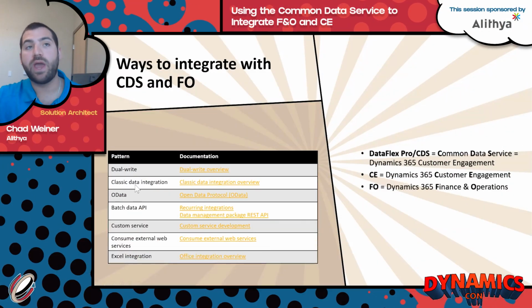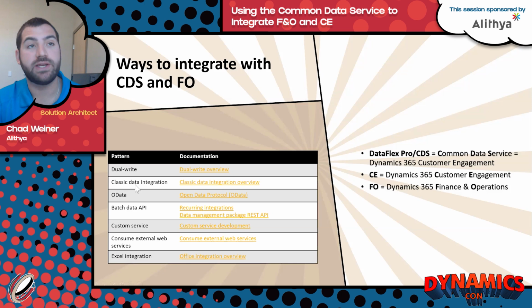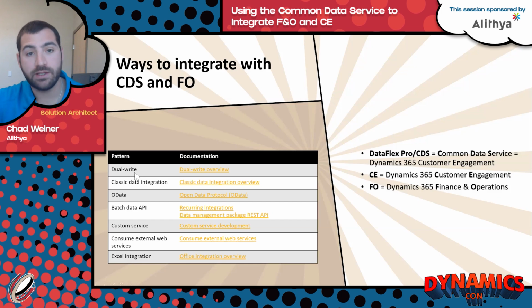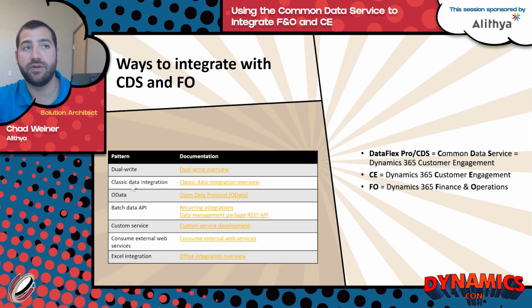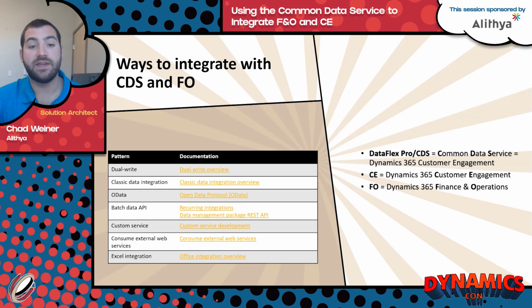Again, there are lots of different ways you can integrate data with F&O. The top three we're going to mention today are Microsoft's newest, called DualRight. We'll also talk about the classic data integrator, which DualRight is a derivative of. And then OData is how the data entities inside of F&O make their way into CDS. There'll be links provided here at the end of the documentation.